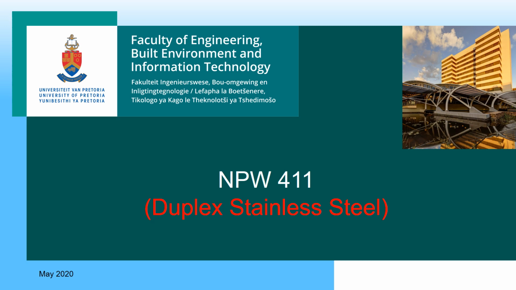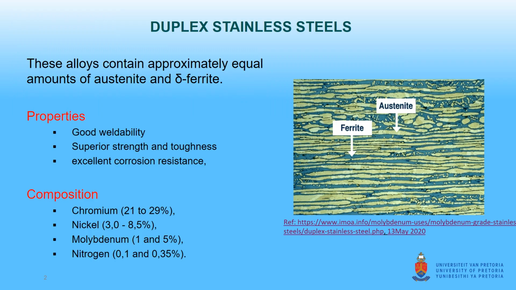Duplex stainless steel. These stainless steels are called duplex because they have a two-phase microstructure consisting of ferrite and austenite. In the annealed and quenched condition, these alloys contain approximately equal amounts of austenite and ferrite, typically in a laminated morphology as seen in this microstructure. The duplex stainless steel has good weldability, superior strength and toughness when compared to other austenitics.